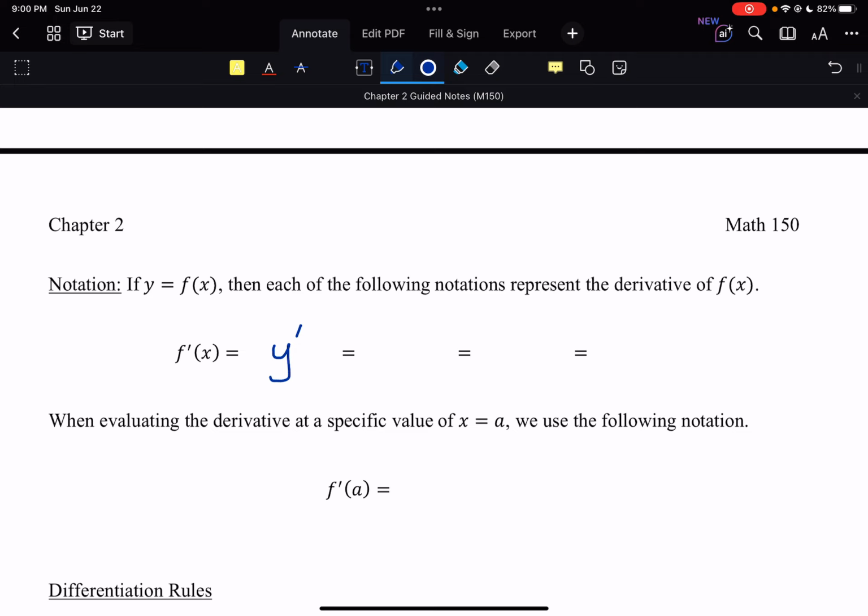Then we have our first alternative notation. This is dy over dx. So we just read it dy dx. This is called the Leibniz notation of a derivative, named after one of the creators of calculus. So this is dy dx. If we're using f instead of y, we can make it df dx.